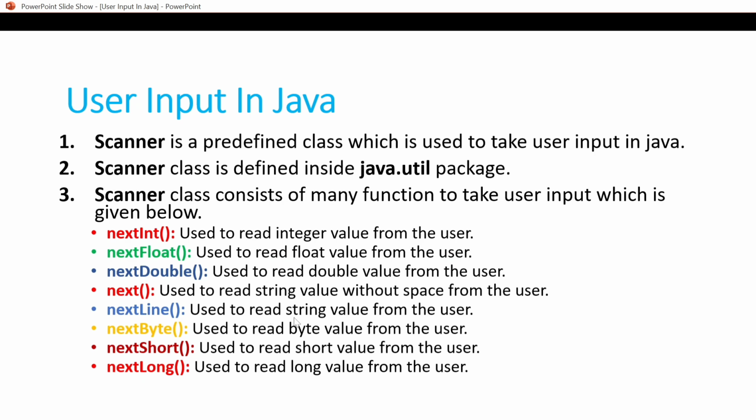to read string value from the user, nextByte used to read byte value from the user, nextShort used to read short value from the user, nextLong used to read long value from the user.